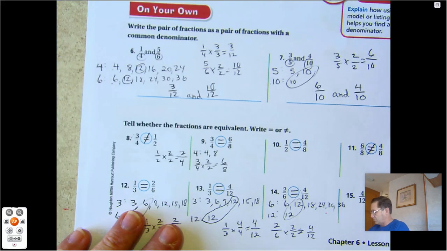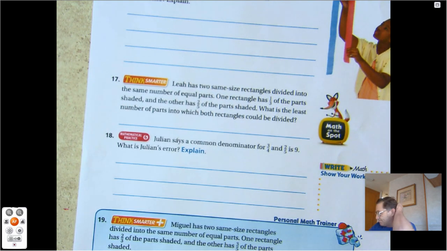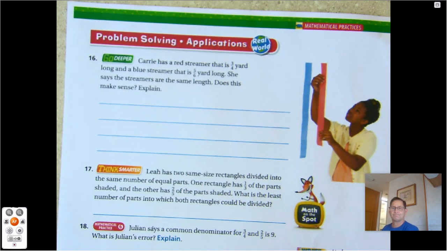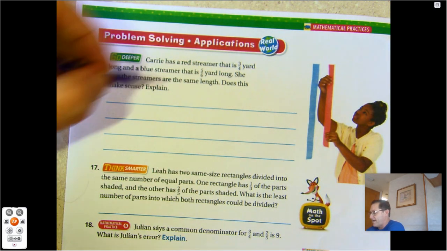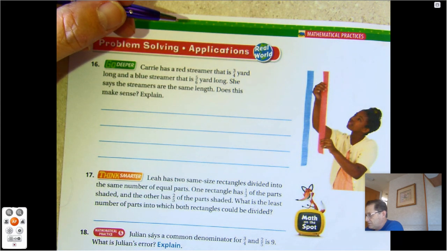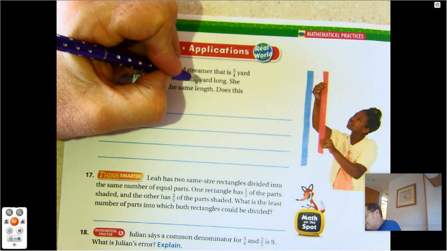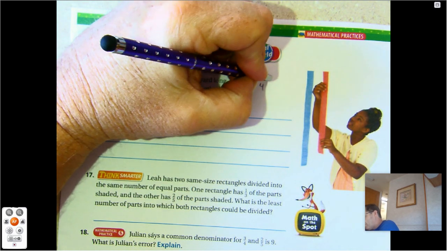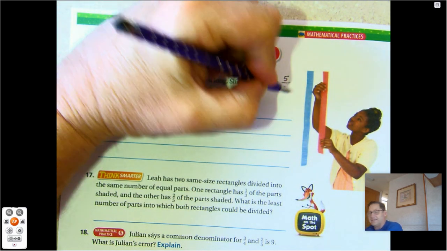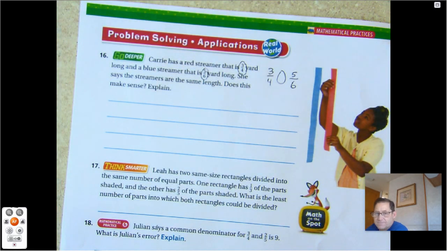All right, let's go to page 252. Carrie has a red streamer that is 3/4 yard long and a blue streamer that is 5/6 yards long. She says the streamers are the same length. Does this make sense? Explain. Well, we're comparing 3/4 to 5/6. We can use common denominators to check to see if they're equivalent.